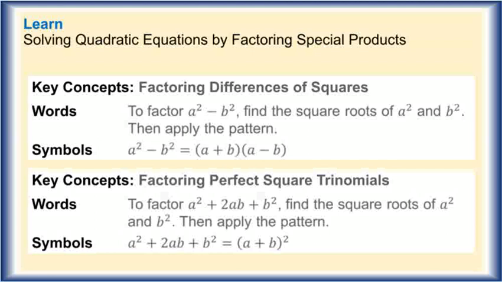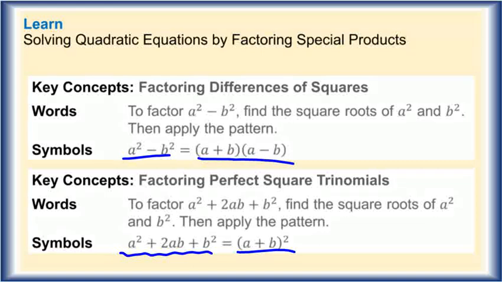Last part of our lesson today is solving quadratic equations with special products. So these are special ones which you're going to use for factoring. Factoring differences of squares means you have two perfect squares and you're subtracting the two. Then we have factoring perfect square trinomials, where you can factor using the formula a squared plus 2ab plus b squared will equal a plus b squared. If you look at the difference of two squares, a squared minus b squared, it's the same thing as saying a plus b times a minus b.